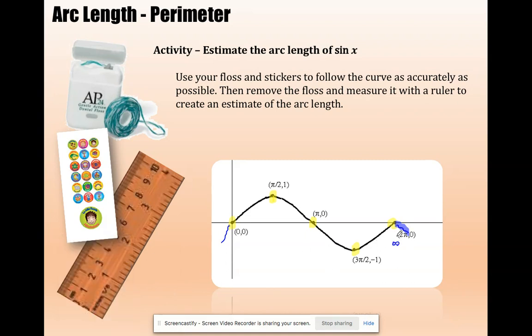Then I would have asked you to cut or just ignore those pieces, and I would have had you take the dental floss out from the stickers, pull it straight, and lay it on your ruler and measure it. And I would have said, how long is your dental floss? And I would get answers like, oh, it's between 7 and 8 inches. I think I scaled the paper to inches.